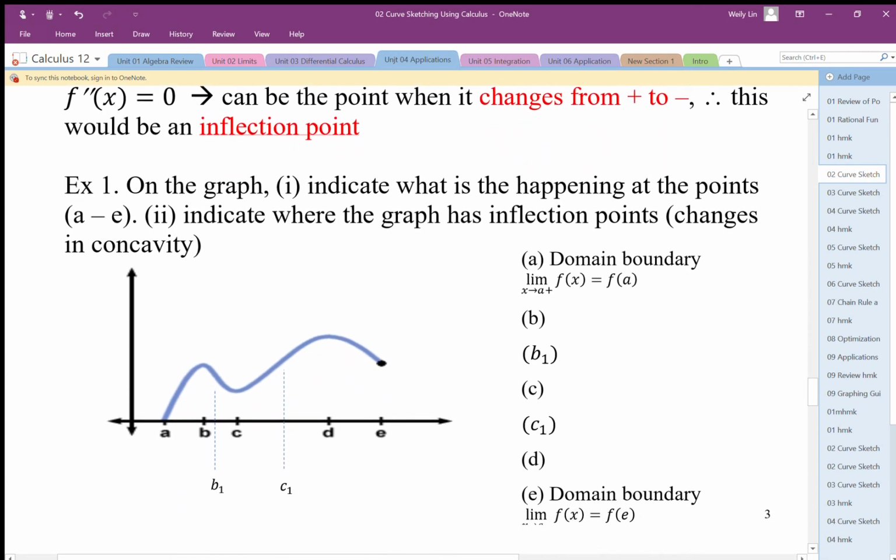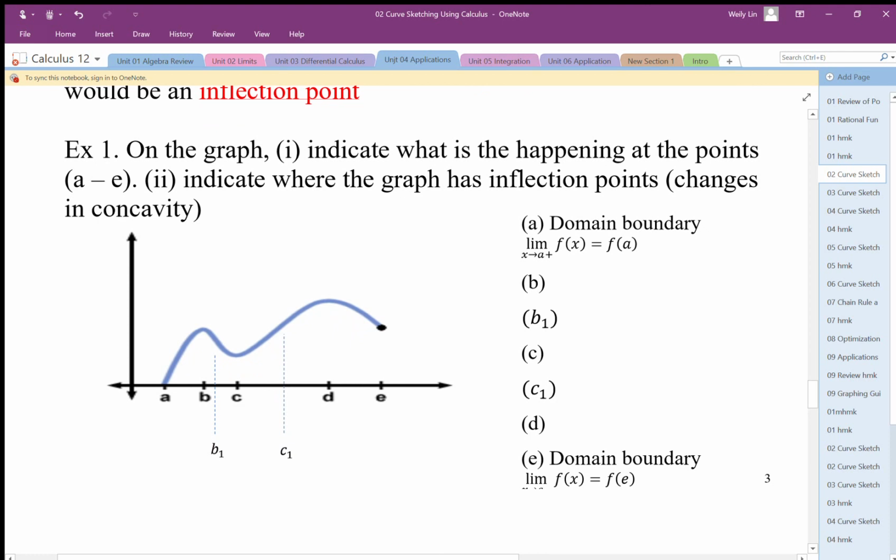So if I take a look at this graph here, we can start picking out points here. Well, A represents the domain boundary, so as I approach A from the positive side, I get the y-coordinate at A. B is going to be that coordinate there. So that is a maximum point. Okay, so what's happening here is that the f prime value at B is equal to 0. We have a horizontal tangent.